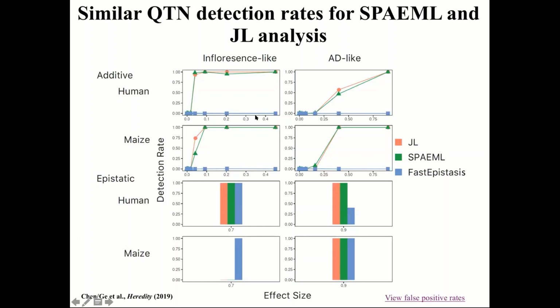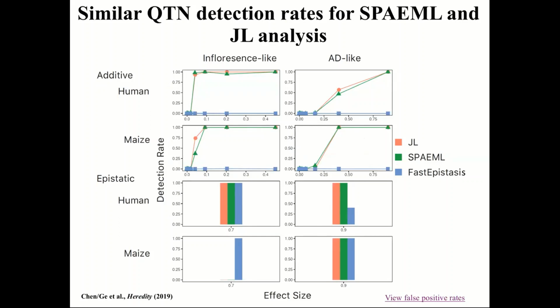So what we're seeing for the additive QTN is that as your effect size increases, the proportion of times that joint linkage analysis and spamel, which is testing for epistasis, detect the QTN increases at about the same rate. In a similar manner, for the epistatic QTN, spamel and joint linkage analysis have very similar positive detection rates, while fast epistasis never detects any additive QTN, and it has variable performance on the detection of epistatic QTN.